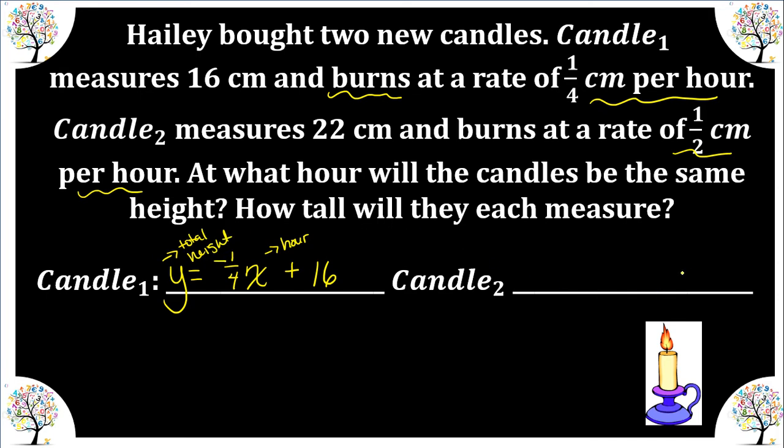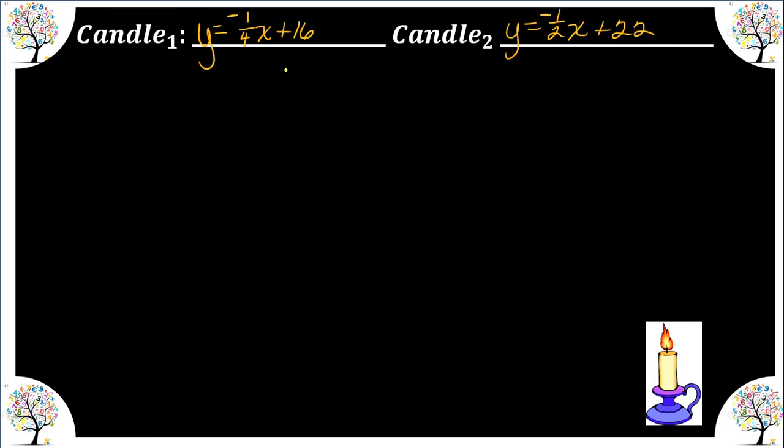Candle 2 starts at 22 centimeters and it burns at a quicker rate of 1/2 centimeters per hour. And Y again is total height. So we want to know at what hour, when will X be the same? So what we have to do, we want to know what hour will they be the same height.